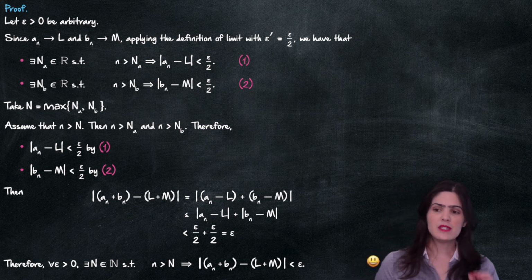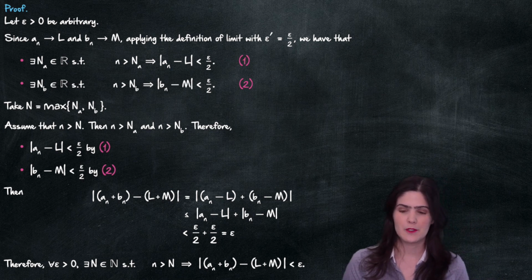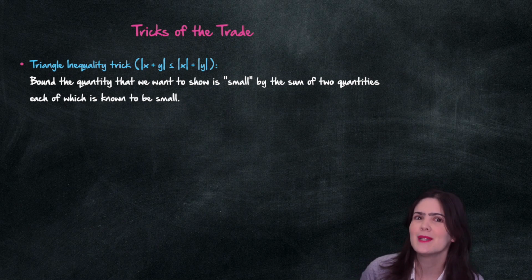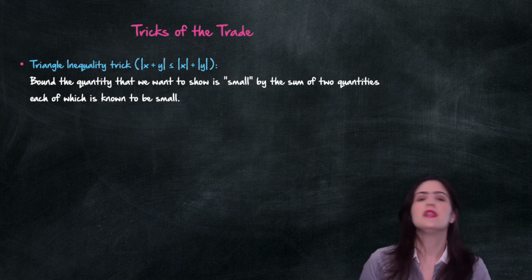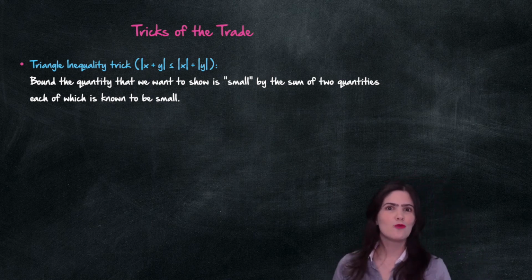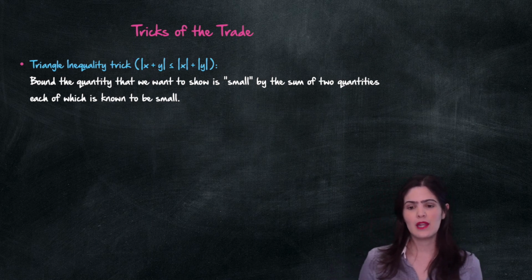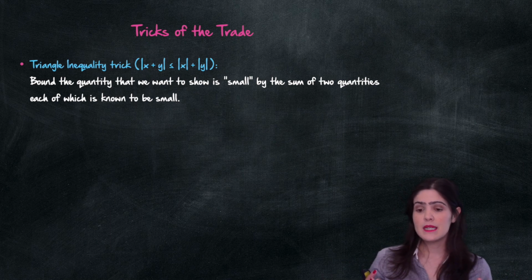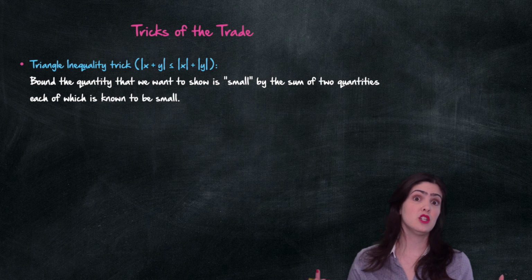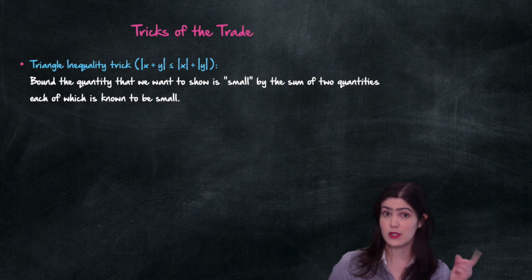Okay, this proof is hard and it has many important things that we have to be very careful about. So what I wanted to do is look at the tricks of the trade. There are many secret tricks that appear in this proof that we're going to use over and over and over again. The first one, the triangle inequality trick. We bound a quantity that we want to show is small by the sum of two quantities, each of which we know are already small. That's trick number 1. We already used it, remember?